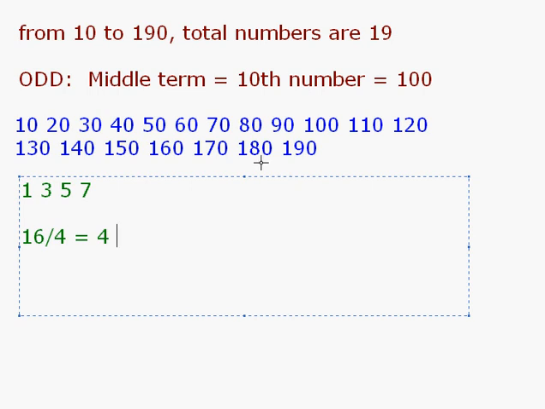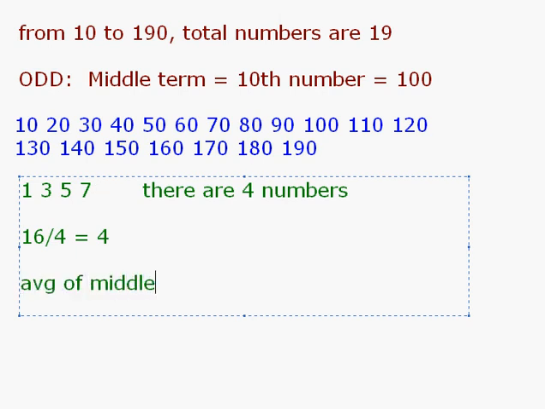Now what about the central term? Here the number of terms is even. There are 4 numbers in total. So what to do in case the count of numbers is even? You take the average of the middle two numbers. The average of the middle two numbers is 5 plus 3, that is 8, upon 2, which is equal to 4. So the answer is the same.